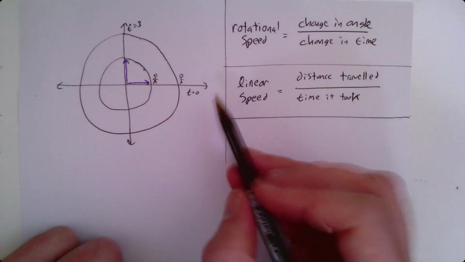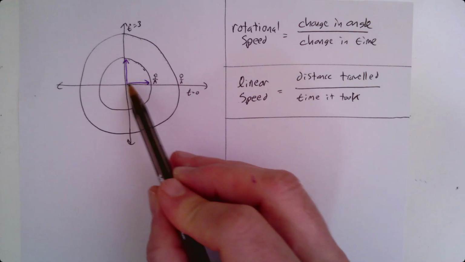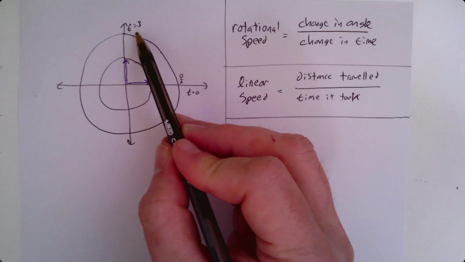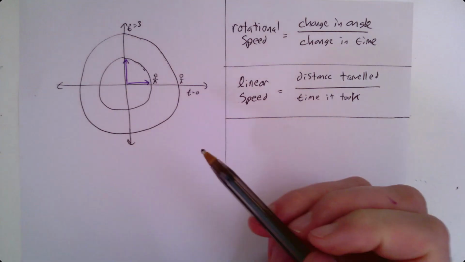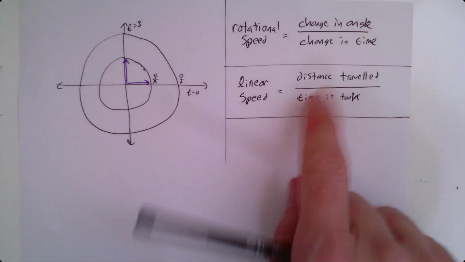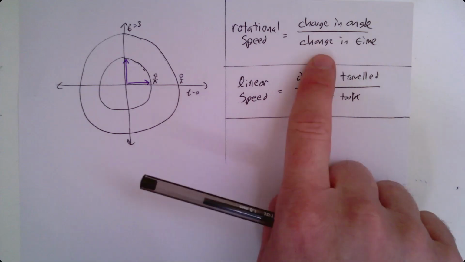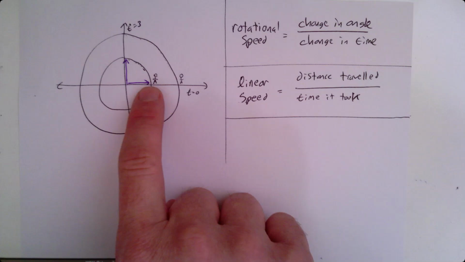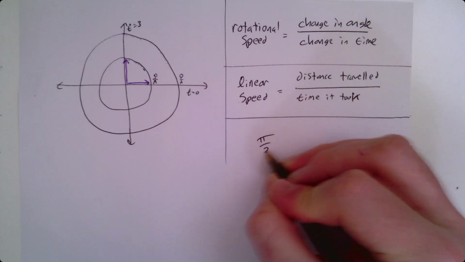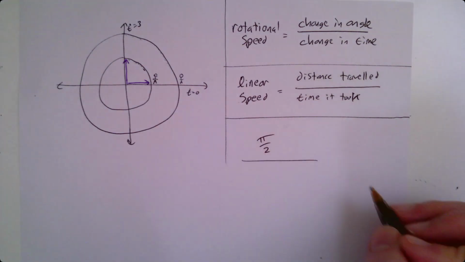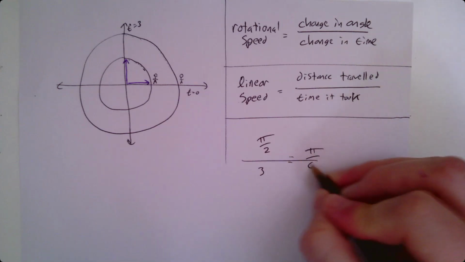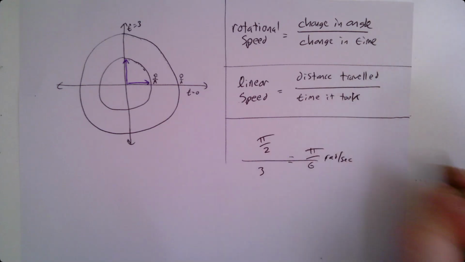Let's say that at time 0, I want to have an angle pointed this direction at 0. And then 3 seconds later, I want the angle to be pi over 2, or straight up. What's my rotational speed? Well, I can just say how much did the angle change in how much time. So here it went from 0 to pi over 2, so that's a change of pi over 2 radians. And it took 3 seconds. So simplifying that, I've got pi over 6 radians per second.